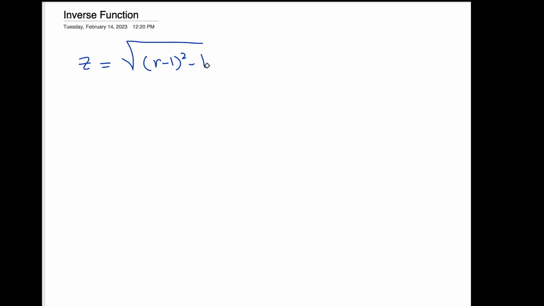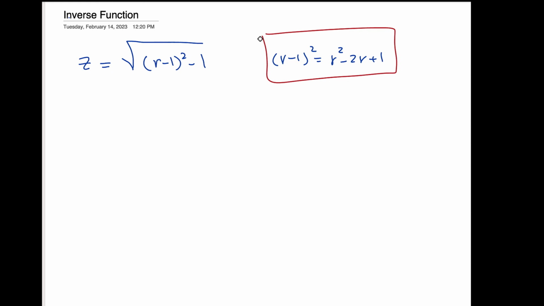you cannot distribute the square root over any of the terms, and you cannot simplify that negative 1 without expanding (r minus 1) to the power 2. Here, I'd rather not expand at all. I don't want to expand (r minus 1) to the power 2 into r squared minus 2r plus 1. Why? That is a correct statement, but I don't want to use that. Why? Because solving for r is easier without that expansion.